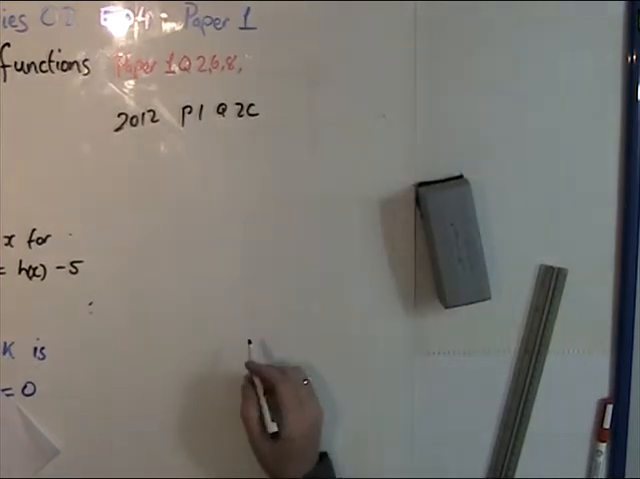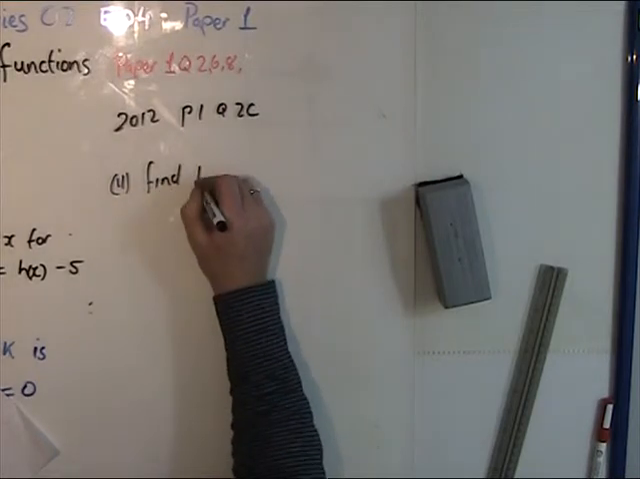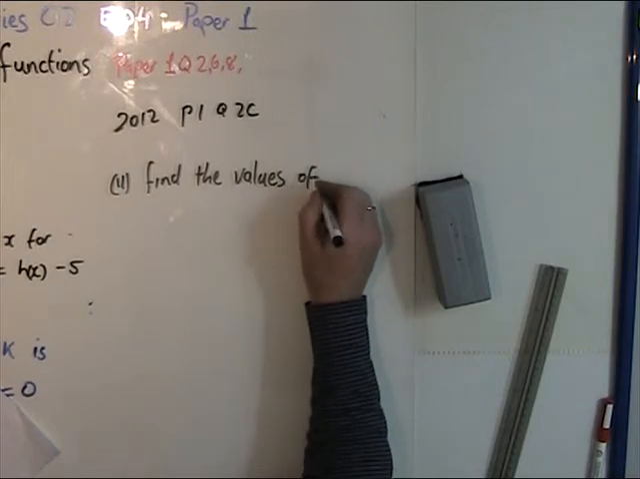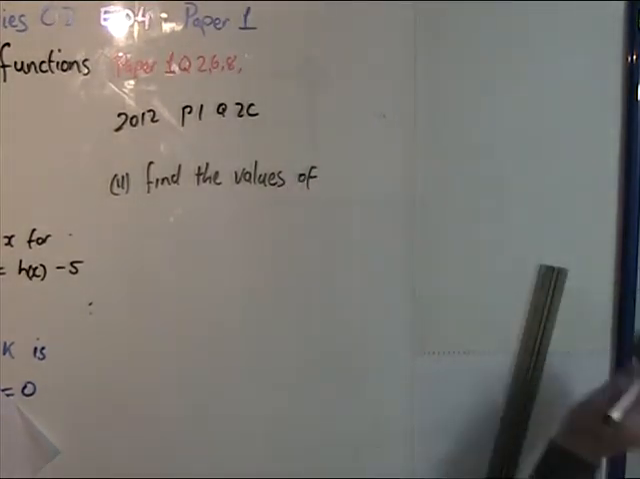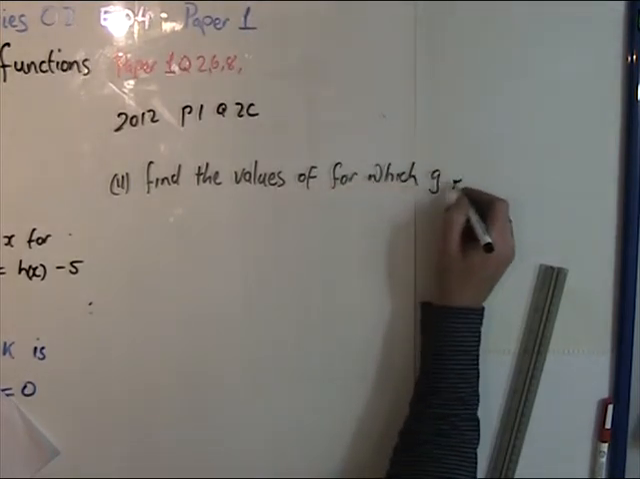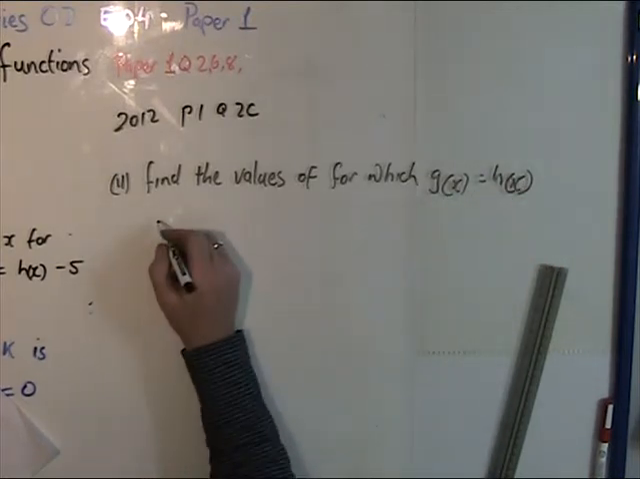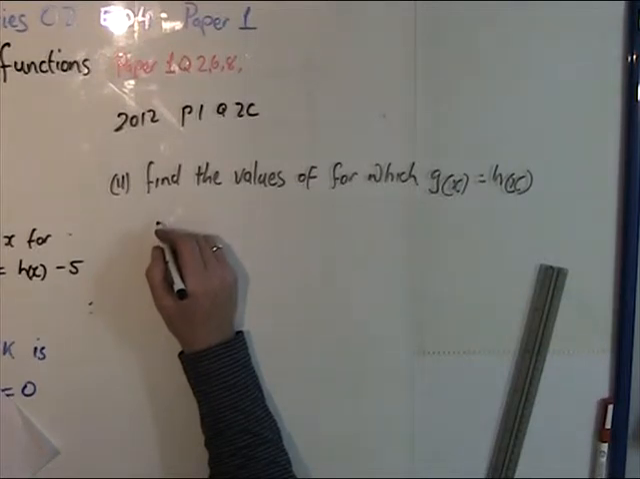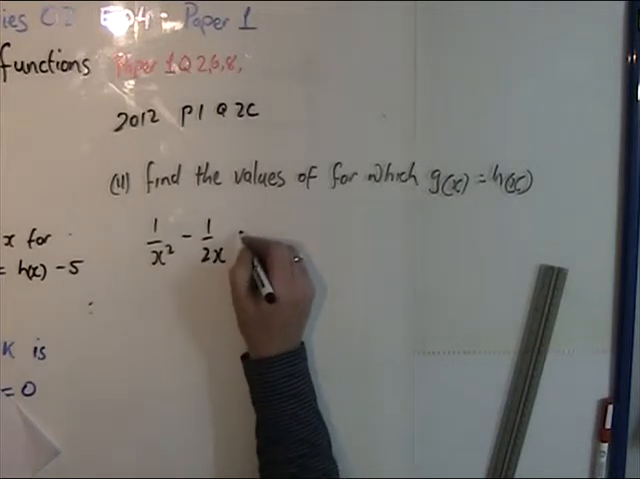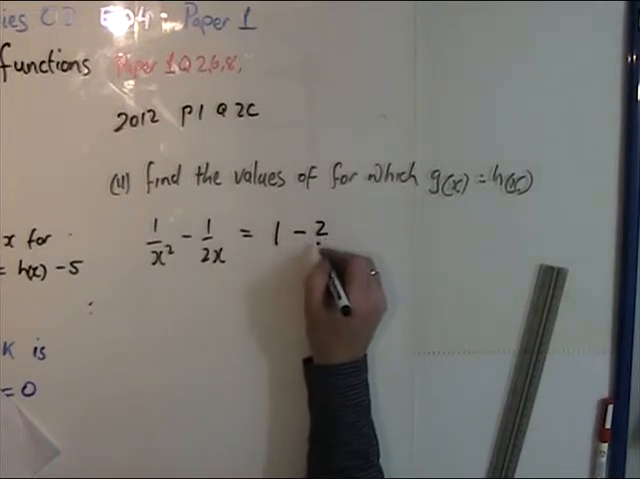Okay, next part it says find the values. It's continuing on. Find the values of x for which g of x is equal to h of x. So I'm going to get my values and I'm going to go, well, what's g of x? Remember what g of x was: 1 over x squared minus 1 over 2x is equal to h of x, which is equal to 1 minus 2 over x.